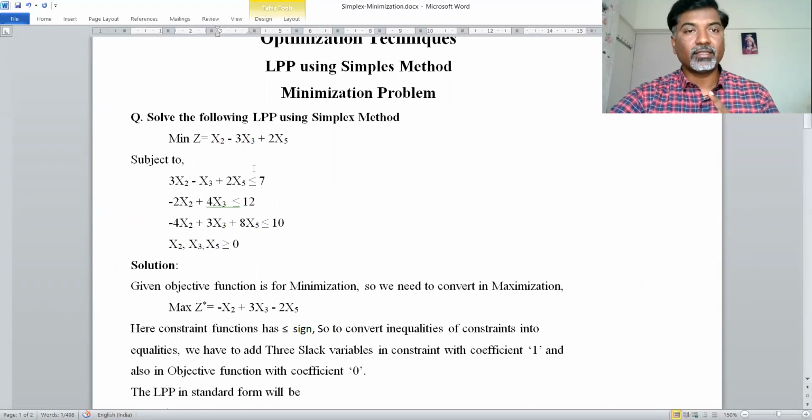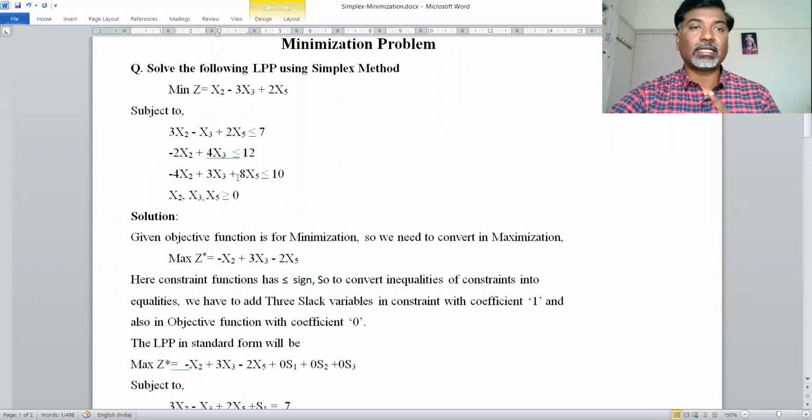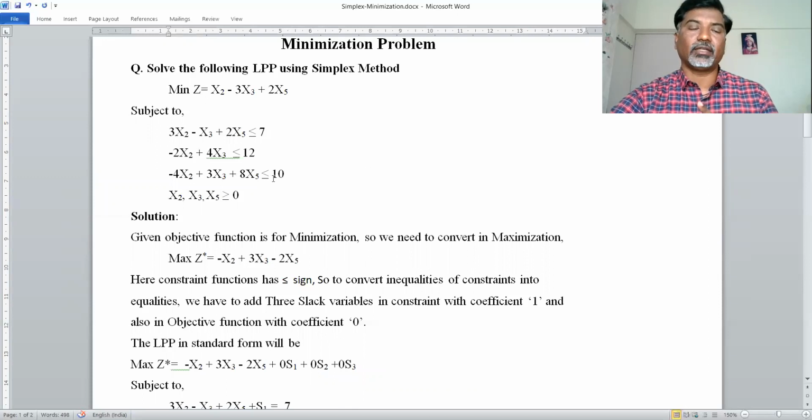Then you have to check the constraints and the signs in the constraints, whether the left hand side is less than the right hand side, or greater than, or both are equal. Means there might be a less than or equal to sign, a greater than or equal to sign, or an equal to sign. In the given example, all signs are less than or equal to signs.